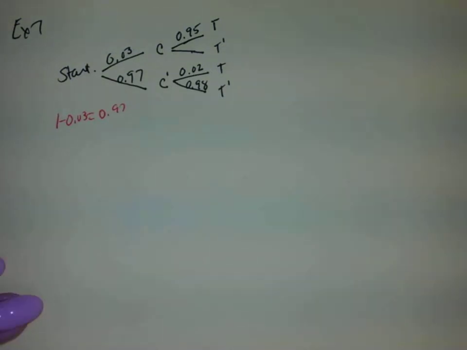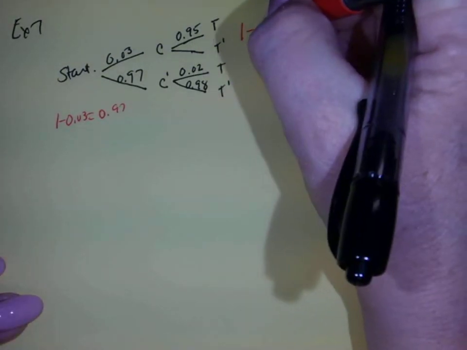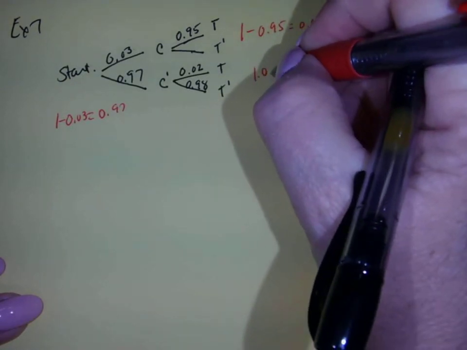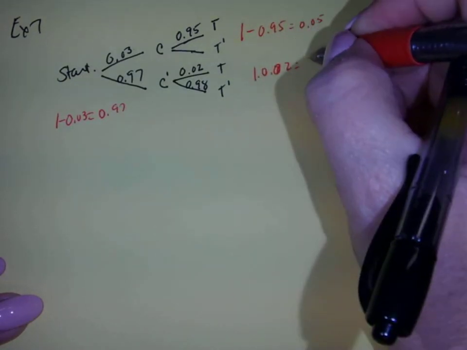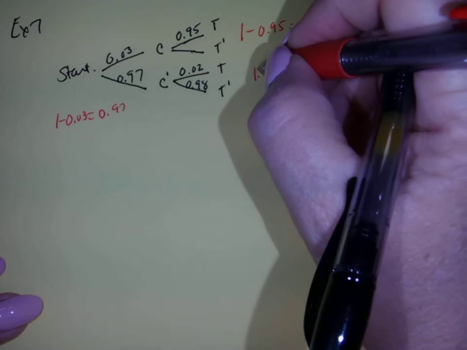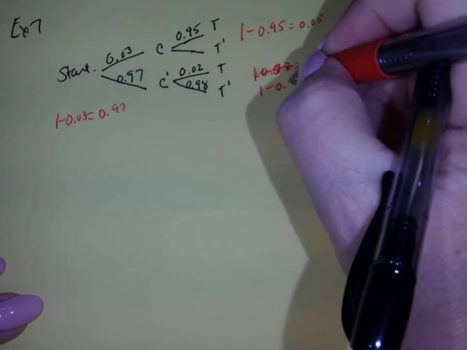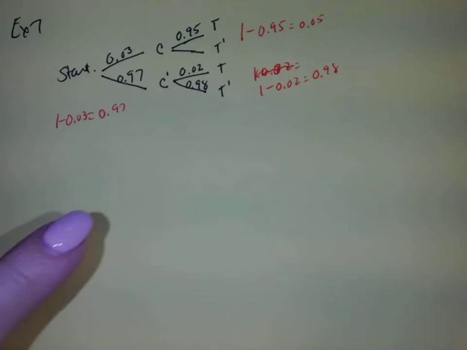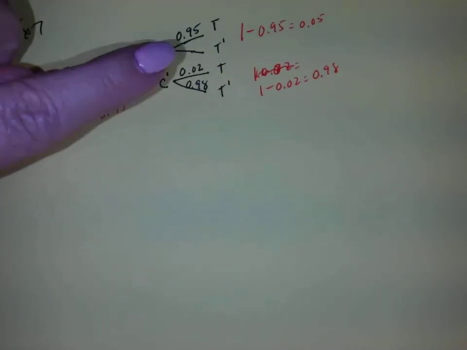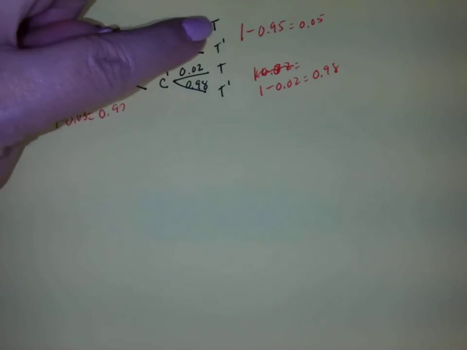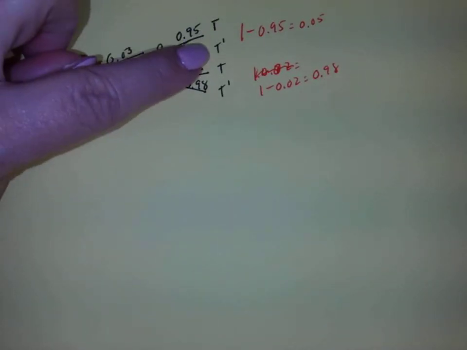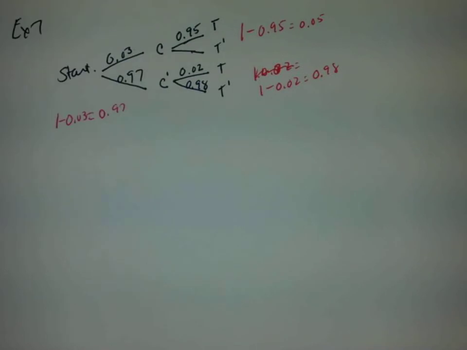And I didn't write this out. So we've got 1 minus 0.95 will get us 0.05, and 1 minus 0.02. Oops, I have too many zeros. Sorry about that. 1 minus 0.02 gets us 0.98. So that's how we're finding our values. So this is the cancer. This is no cancer. This is our test, indicates cancer. And our test does not indicate cancer.